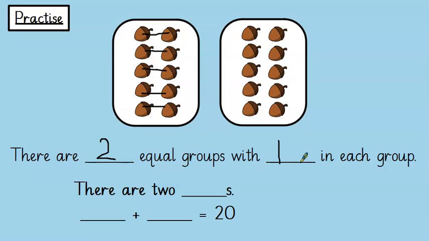So there are 2 equal groups with 10 in each group. That means there are 2 what? There are 2 10s, which is the same as 10 add 10. And we know 10 add 10 equals 20. So that means that we also know that 2 10s is equal to 20.